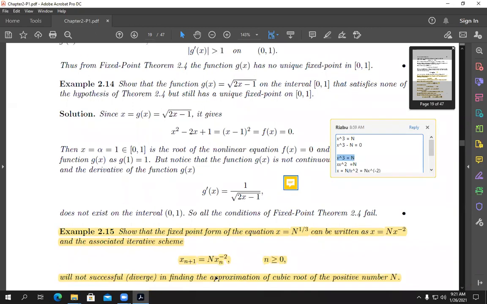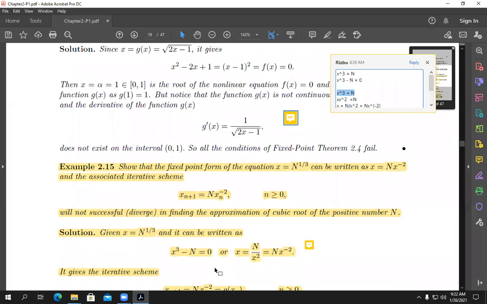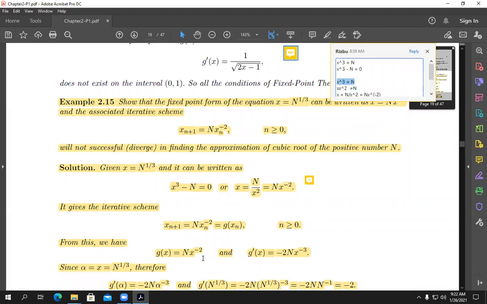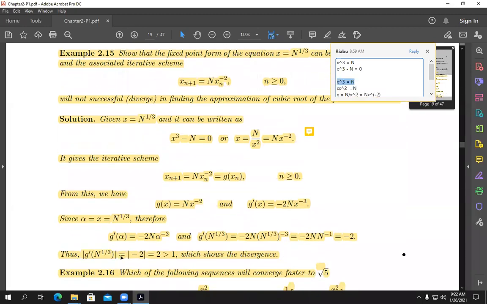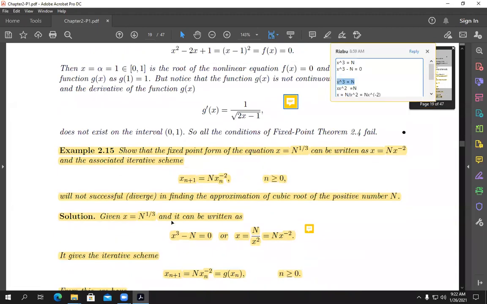Then the second part of this question is what? He says this formula is not good, is not successful. Not successful means diverge, not converge. What do you mean by diverge, please? I give you the condition today: the derivative is greater than 1. Yes, we have to take the derivative. What is the derivative of g? Derivative of g is minus 2n x power minus 3, right? And the derivative at alpha is minus 2n alpha power minus 3. What is your alpha given?